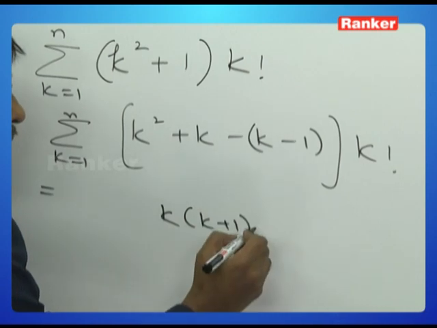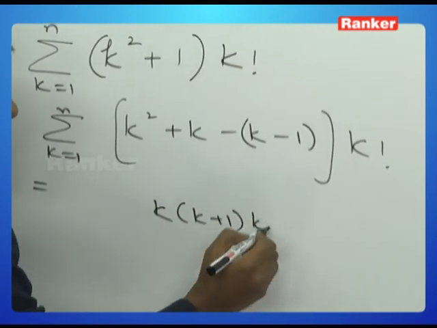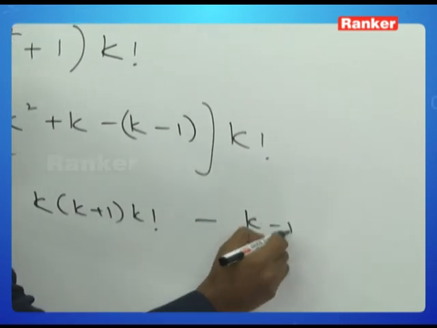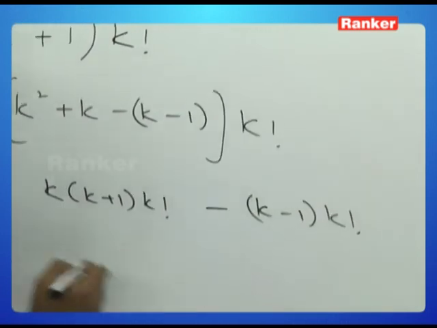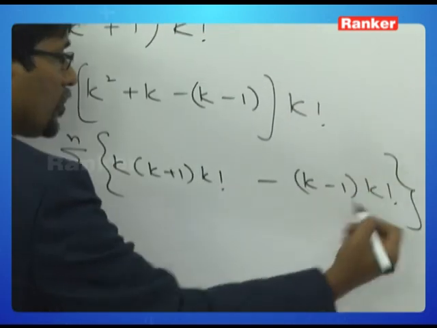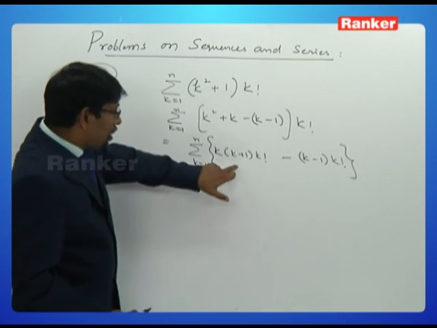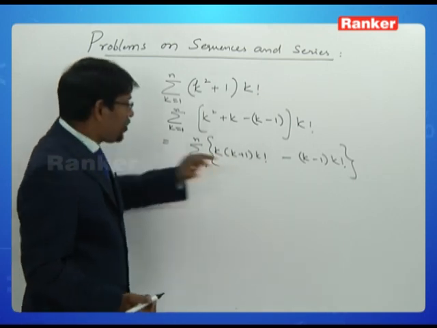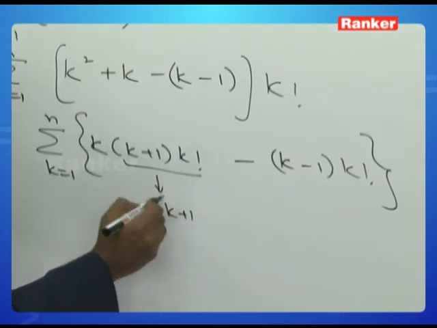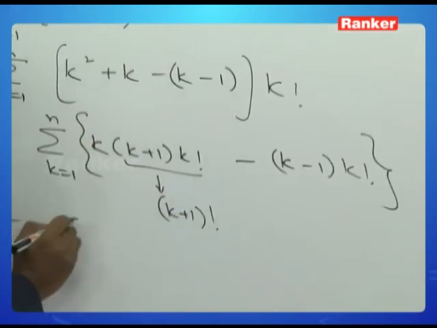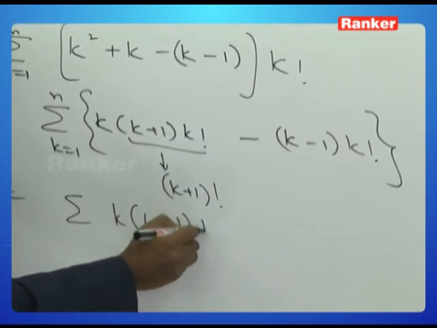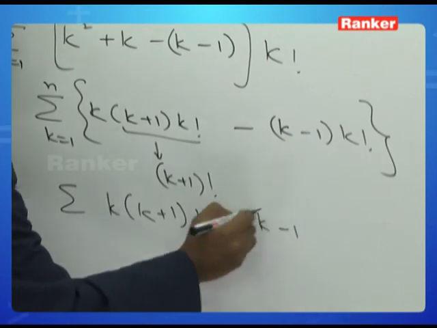I take this k factorial inside, so k plus 1 into k factorial, and here I have k minus 1 into k factorial, sigma k ranging from 1 to n. Now observe that this k plus 1 into k factorial can be replaced by k plus 1 factorial. So that makes it sigma k into k plus 1 factorial minus k minus 1 into k factorial.